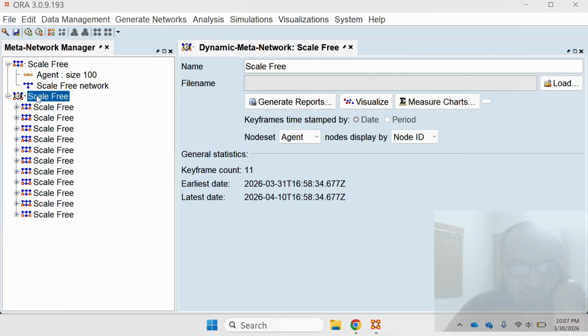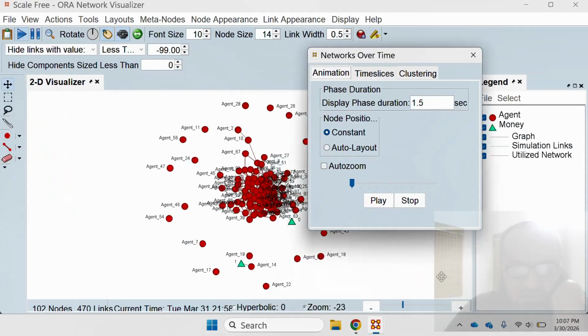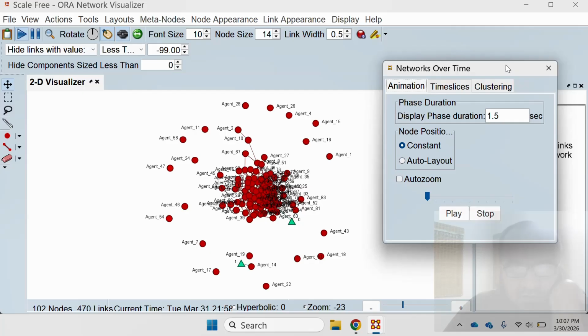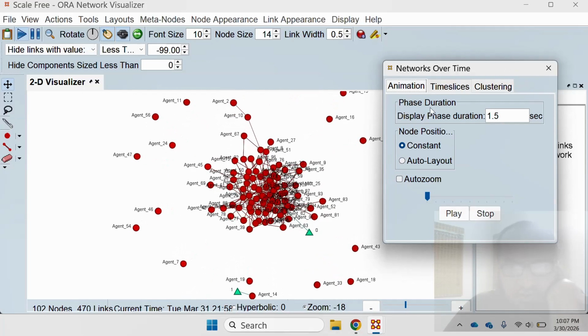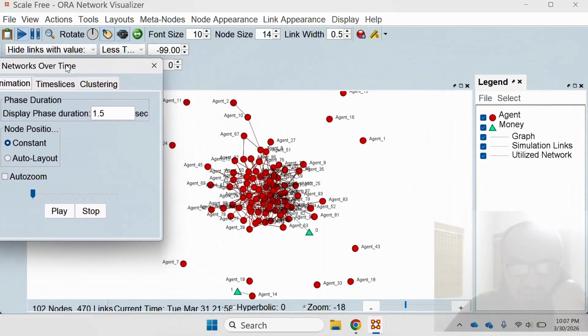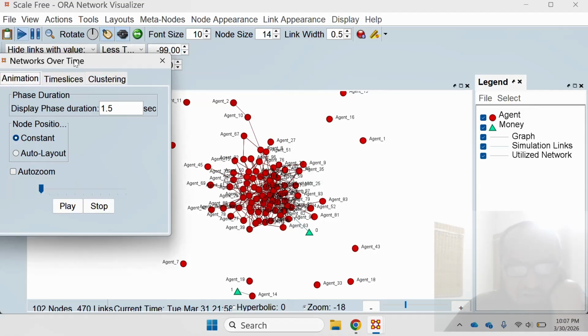Okay, now we see some features which are available over here as a dynamic network. If we visualize this meta network, which is a dynamic network, we see that we not only have the network window, but we have another window which is network over time, right? So which is a sort of a dynamic network. If you recall earlier, I mentioned that diffusion is not a dynamic network phenomenon, but over here it is showing a sort of network over time dynamic network phenomenon.